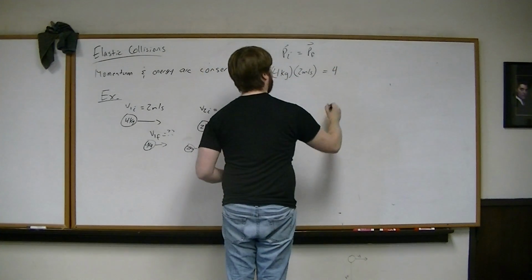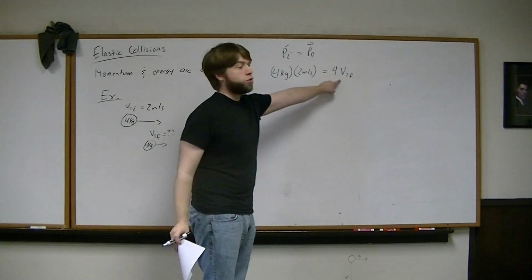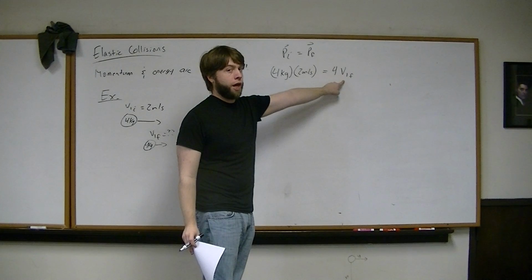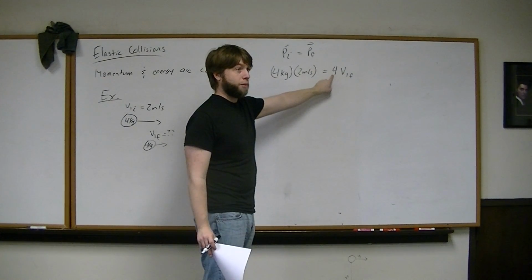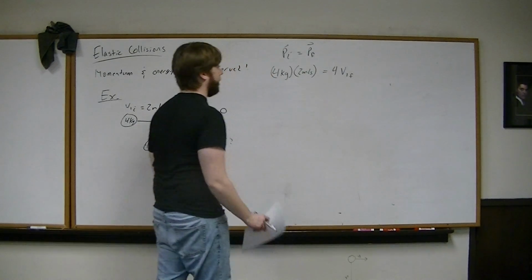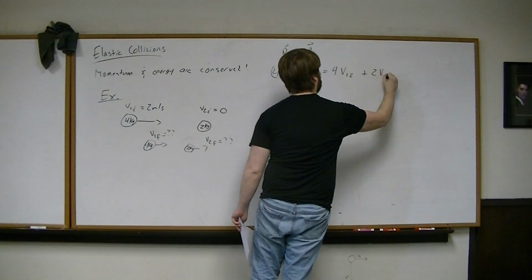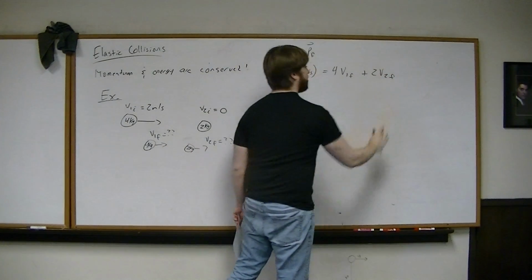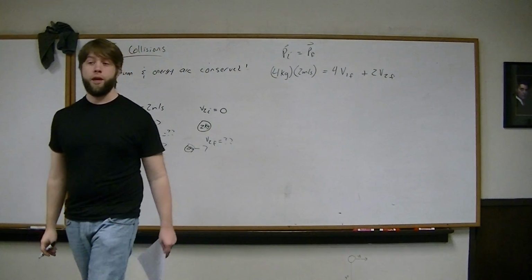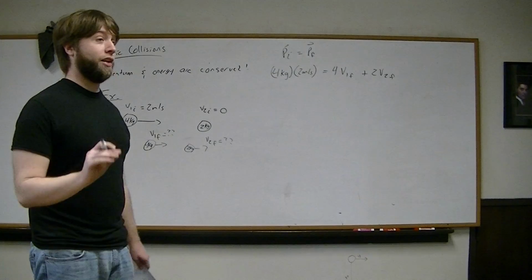We have the 4 kilogram mass multiplied by V1 final. Again, this is why notation is so important here, guys. V1 final with the mass, 4 kilograms. I'm saying that's the initial one, all right? Plus the 2 kilogram mass times its V2 final. Now look here. We can't solve this. We have 2 variables. So this should set off an alarm in your head saying, uh-oh, I need another equation.